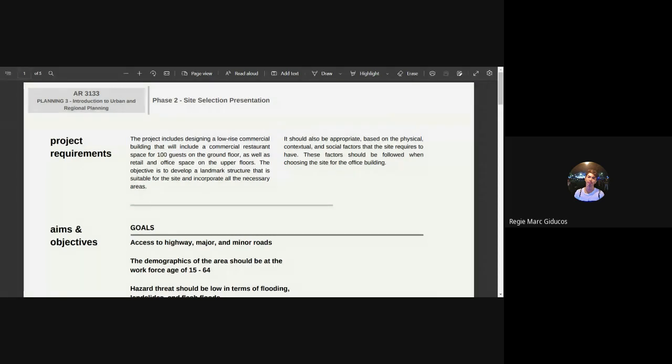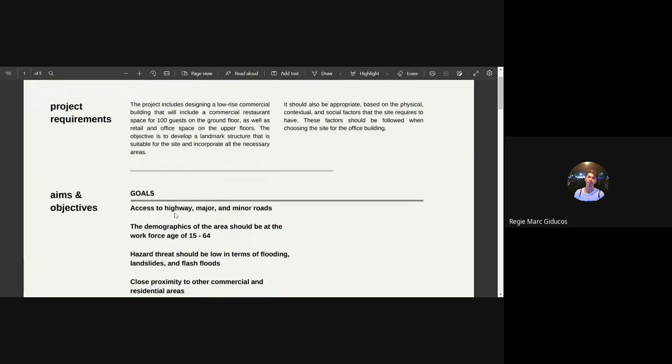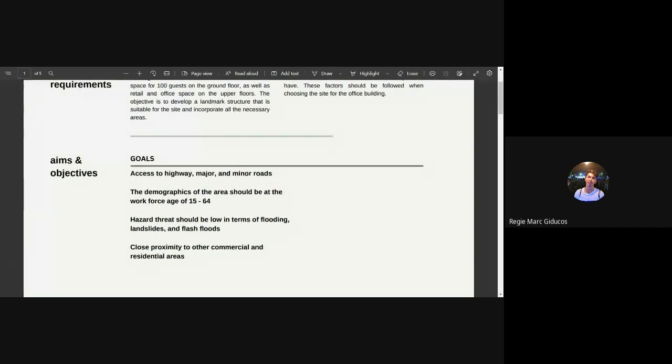The project requirements that we have are basically the same as the design problem that we had, and the only difference is we specify that it should be appropriate based on the physical, contextual, and social factors of the site. The aims and objectives are that it has to have access to highway, major, and minor roads. The demographics of the area should be at least within the workforce age of 15 to 64. The hazard threat should be low in terms of flooding, landslide, and flash floods. The site should also be in close proximity to other commercial and residential areas.